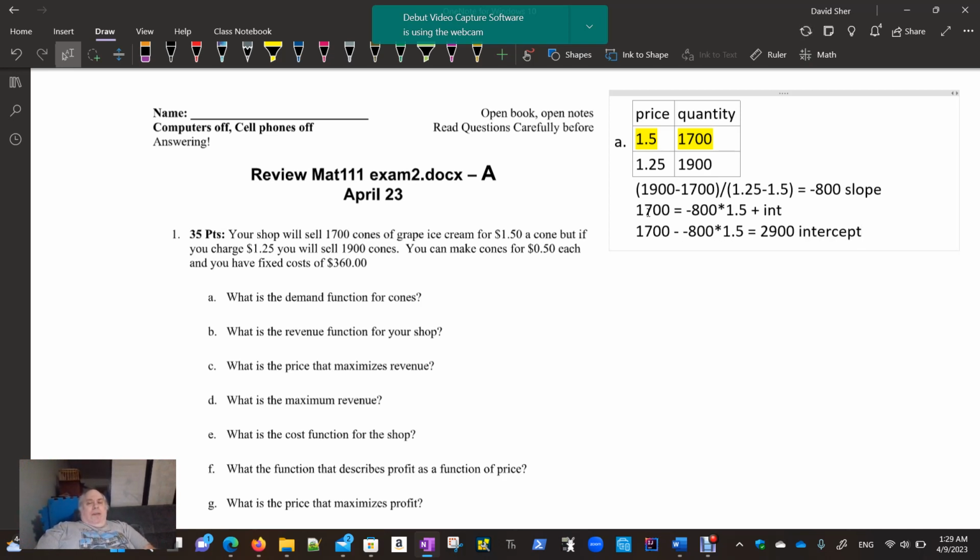So now that I know the slope and the intercept, that gives me the formula for D of p is the slope times p plus the intercept.